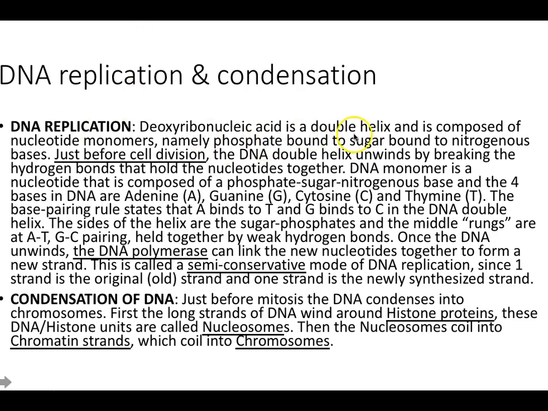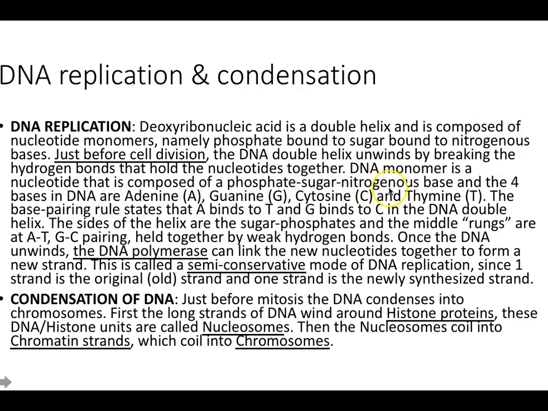We know that DNA is a double helix. It's composed of nucleotide monomers. We know that a phosphate is bound to a sugar, which is bound to a nitrogenous base. And DNA is going to have 4 different nitrogenous bases. Just before cell division, during the S phase of the cell cycle, the DNA double helix unwinds and it breaks the hydrogen bonds. Remember, they're the weak hydrogen bonds that hold the nucleotides, specifically the nitrogenous bases, together.